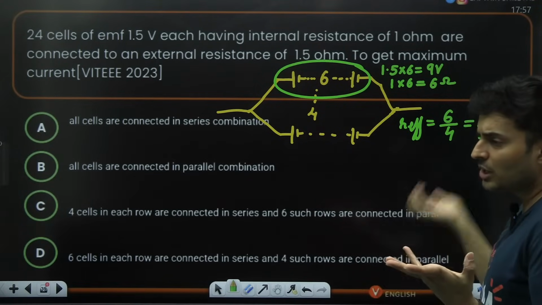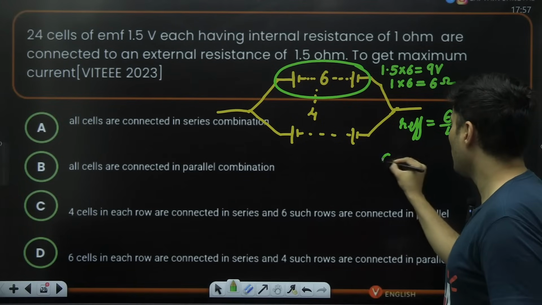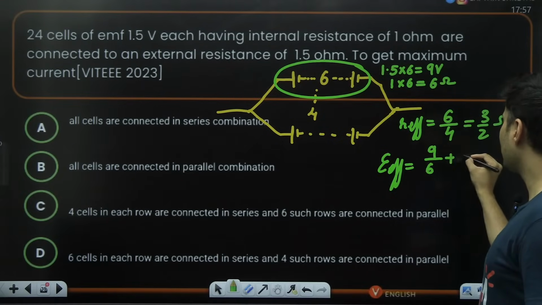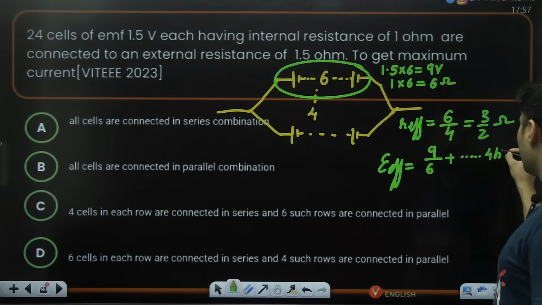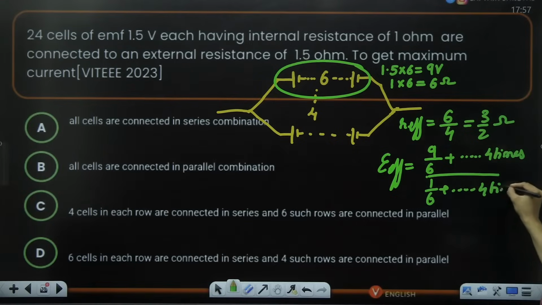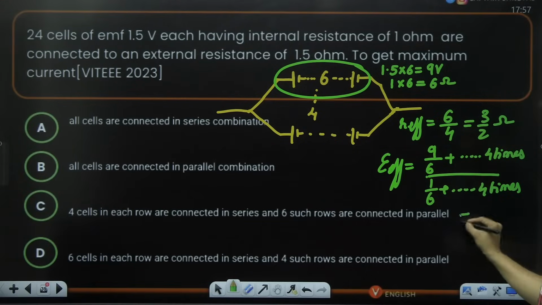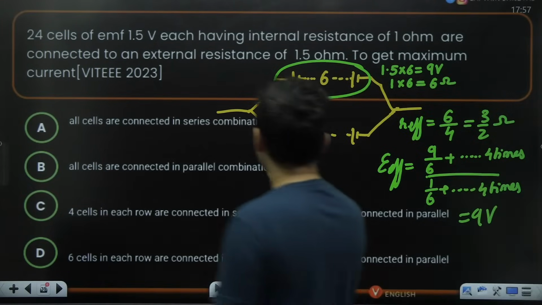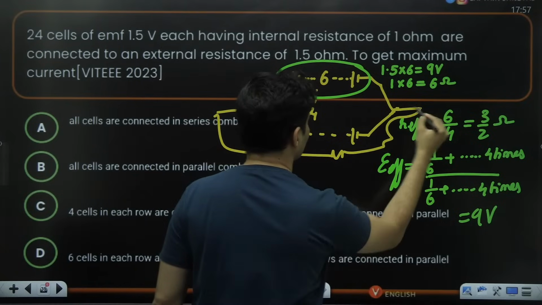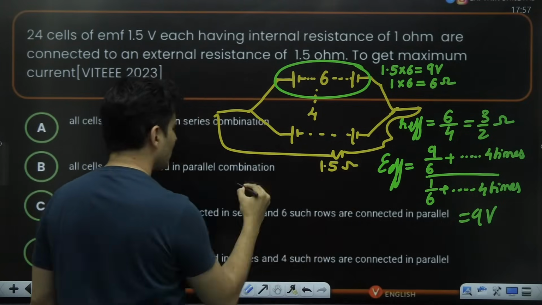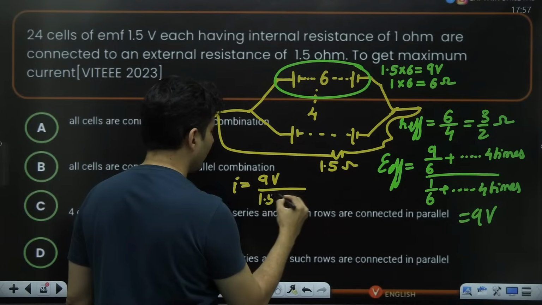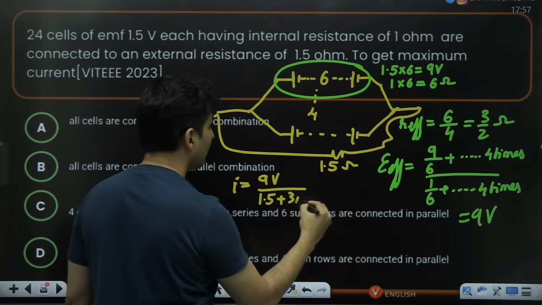Whenever you are in parallel and equal EMFs are there, it will still be the same. But if you want to see the formula, it will be like this. 9 by 6 plus 9 by 6, 4 times, and 1 by 6, 1 by 6, 4 times, 4, 6, 6 cancels, you will still get it as 9 volts. Now, this particular circuit is connected to a resistance from outside of 1.5 ohms. So find that current. Total voltage is 9 volt divided by total resistance is 1.5 plus that 3 by 2.